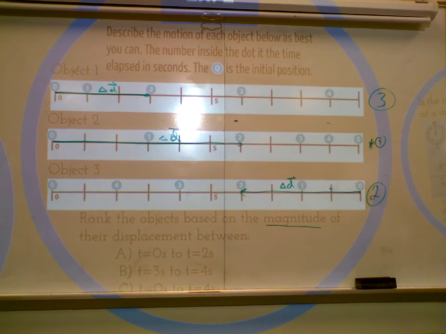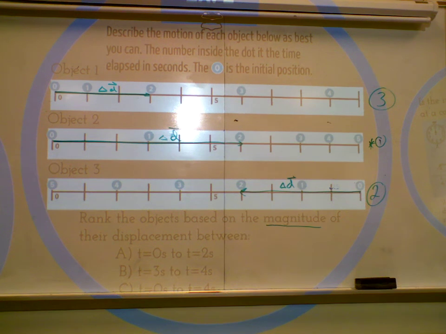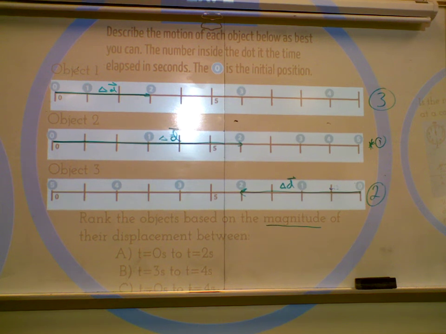Alright, you guys try B. You can just do it visually with your eyes if you want to, or you can do it on paper. B is time 3 to time 4. The largest displacement to the smallest displacement between 3 and 4.